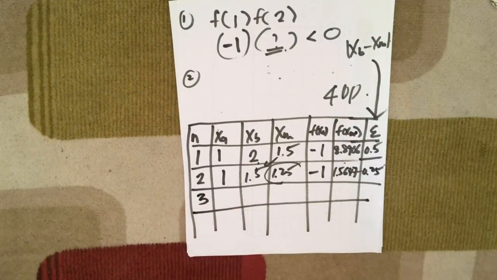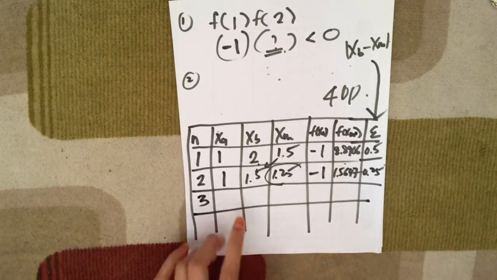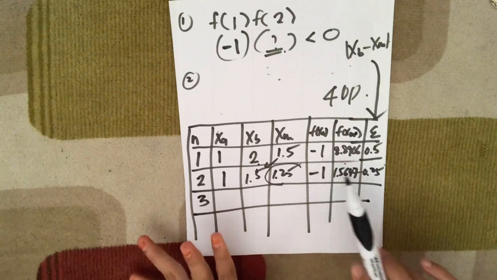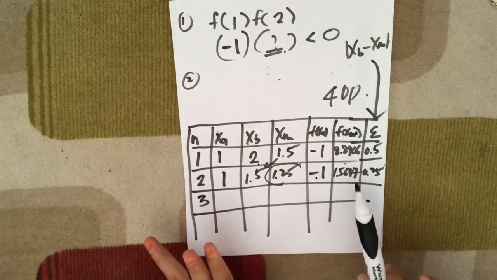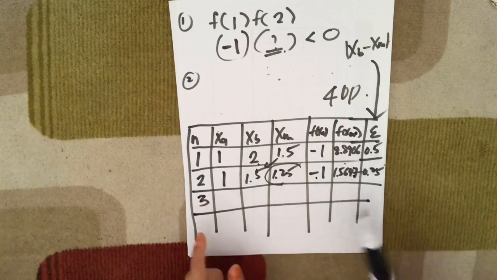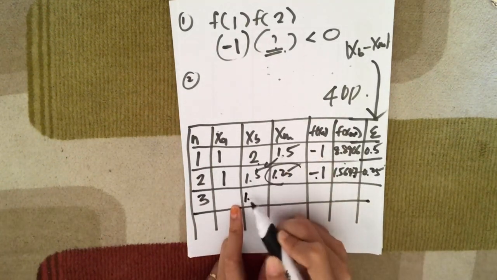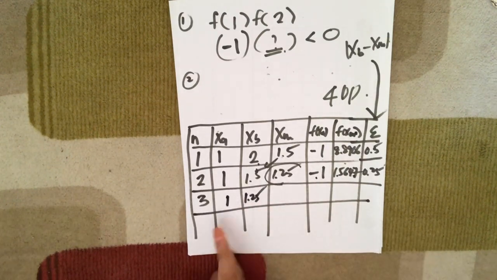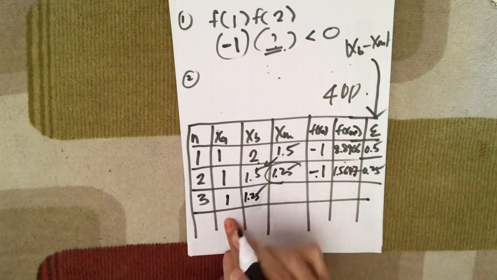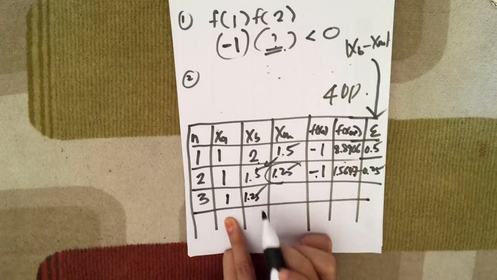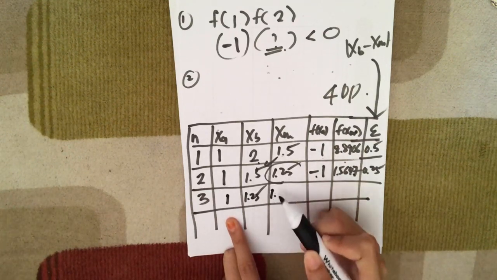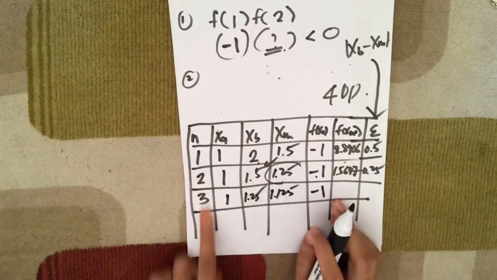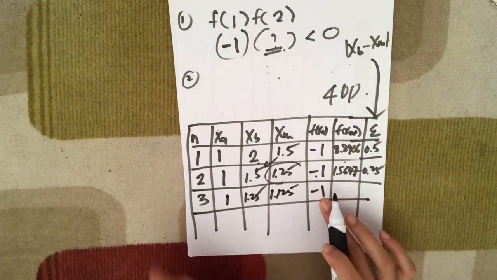N3. Okay, N3. Same thing, you need to check conditions 1, 2, 3. You need to multiply FXA and FXM, look at its sign. So this one is negative, positive, so the answer will be less than 0. If less than 0, XB will be changed. So your new XB now is 1.25. Your XA will remain 1. Now calculate your new XM: 1 plus 1.25 divided by 2. So the answer is 1.125. Your FXA will remain the same, it doesn't change.